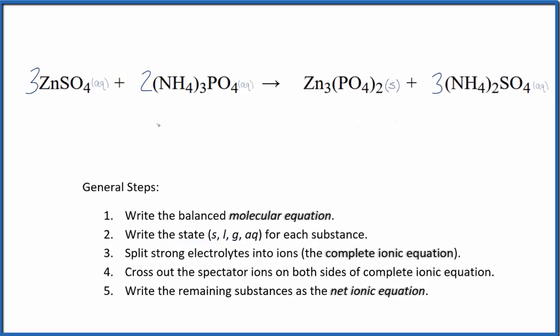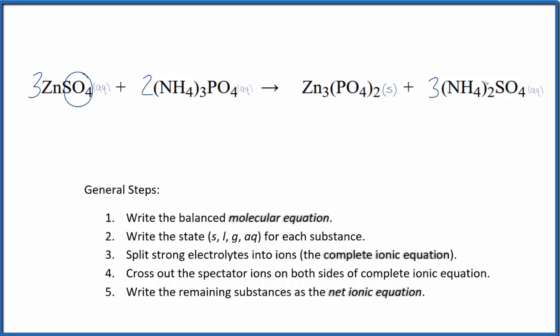So if you know your solubility rules, most sulfates, with a few exceptions, are soluble. So these compounds are going to be soluble, and compounds with the ammonium ion are very soluble. So we have these two. They're going to be soluble as well. So everything is soluble except our zinc phosphate.